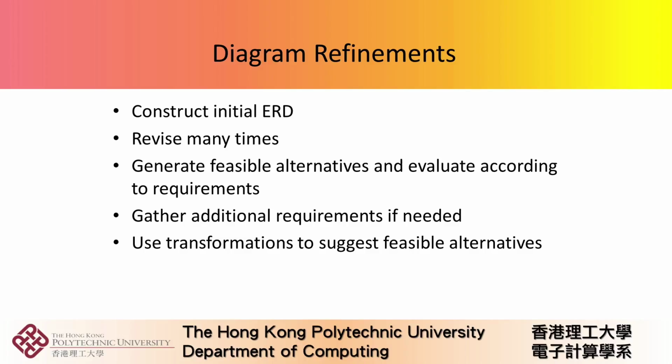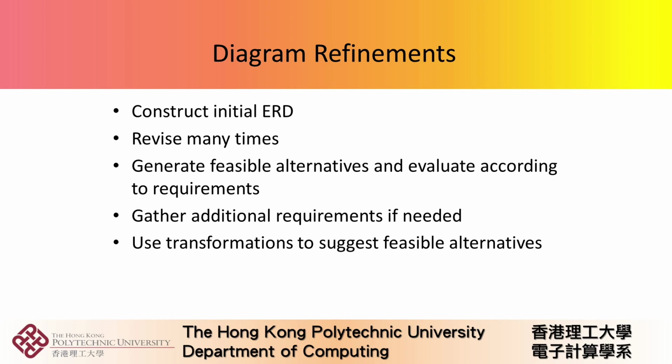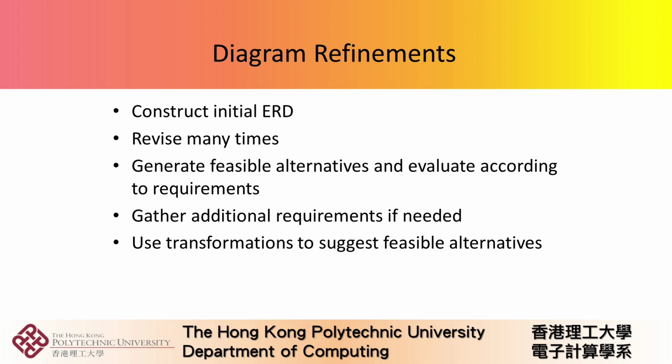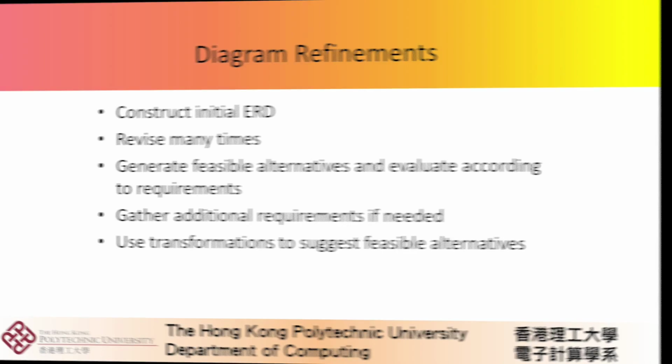However, the ER diagram you generate the first time may not be perfect. Therefore, you need to refine your ER diagram. After you construct the initial ER diagram, you have to revise many times, generate feasible alternatives, and evaluate according to requirements. Also, you need to gather additional requirements if needed, and use transformations to suggest feasible alternatives.